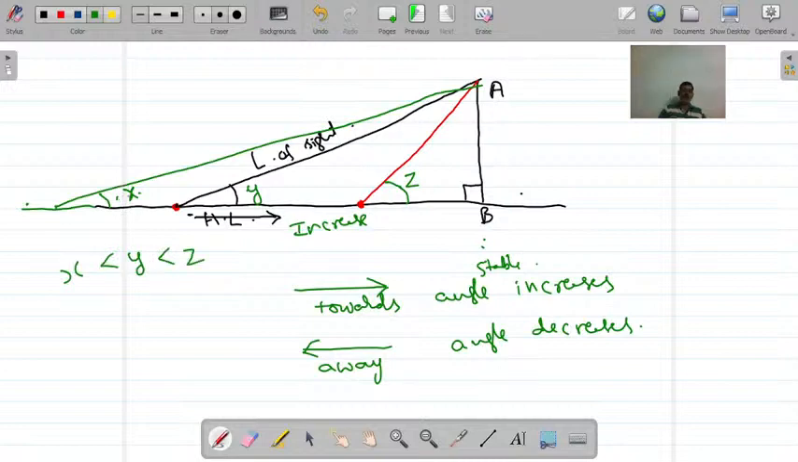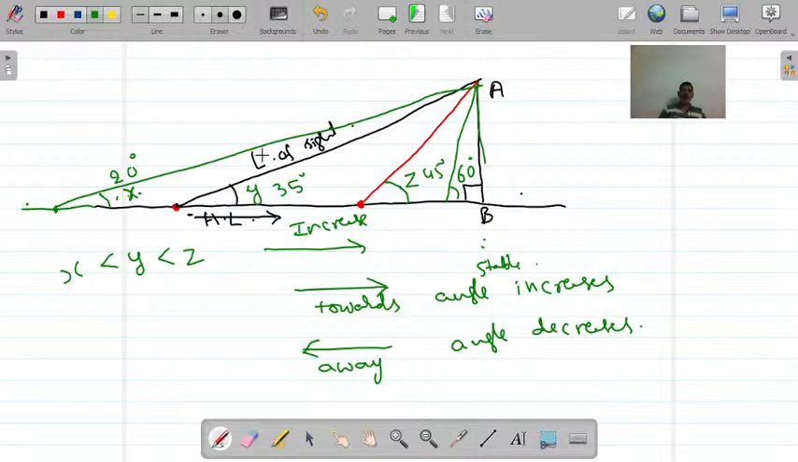This value is less. Suppose it is 20 degrees, then maybe it is like 35 degrees, this is like 45 degrees, and if you move further this will be 60 degrees. Like this the angle gradually increases if you move towards the building. When the observer is moving towards the building, the angle gradually increases. And if the observer is moving away, then the angle gradually decreases. I hope all of you understood this.